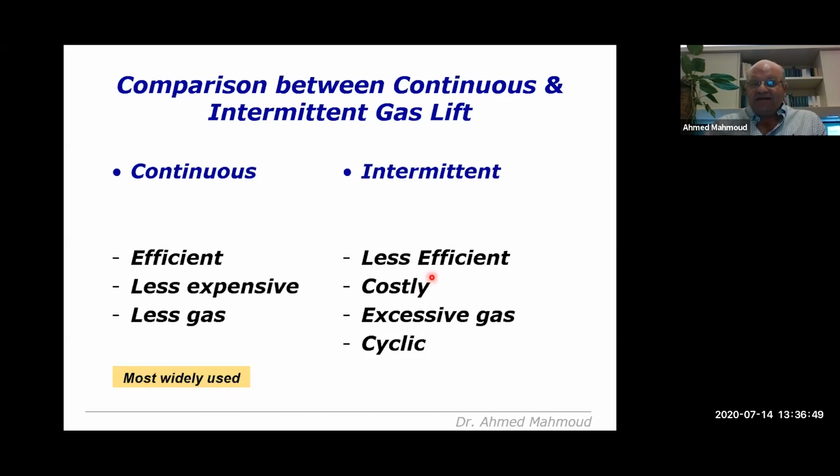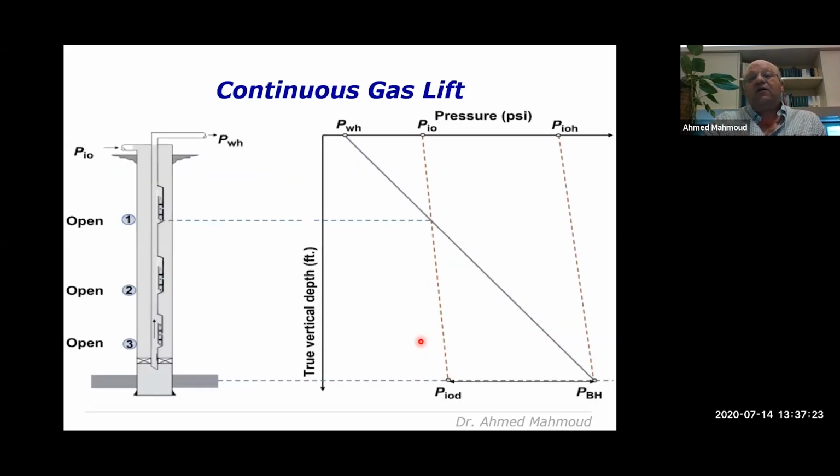In intermittent gas lift, it's actually less efficient, and you end up using more gas, because you have to be pumping big volumes of gas at high rates in order to initiate big gas bubbles from the start to be able to lift the fluid sector. The second thing is that it's cyclic. Now, in the next couple of slides, we will go into how continuous gas lift is applied and how intermittent gas lift is applied. So we will start now with continuous gas lift application.